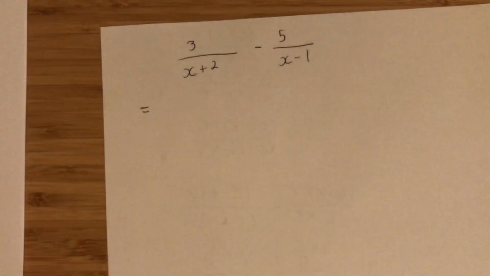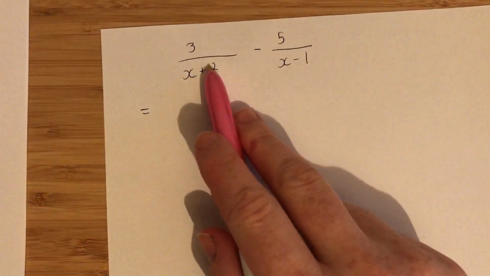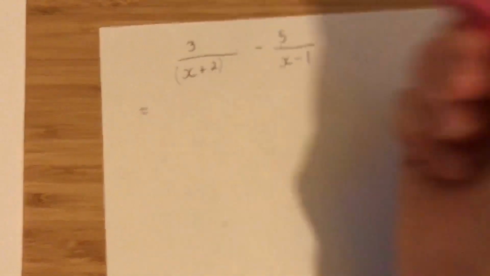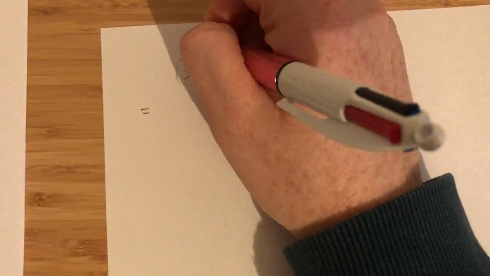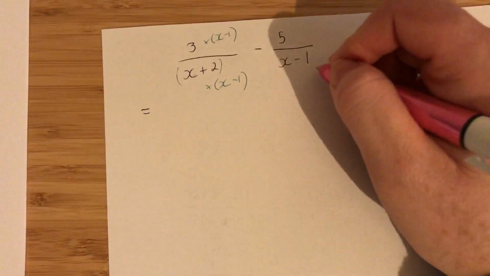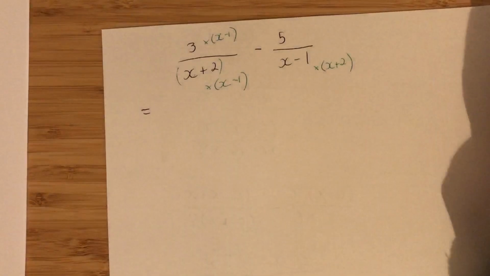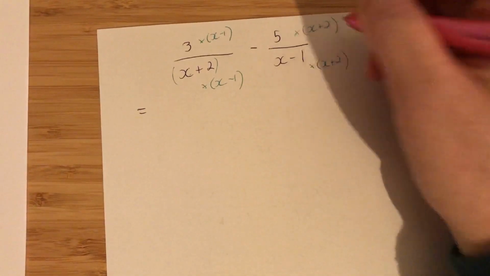So we need a common denominator, so we're going to multiply this x plus 2 here by the x minus 1 and vice versa. So the x plus 2, I'm going to multiply by x minus 1, the other denominator. If I do that with the denominator, I need to do that with the numerator. Same with this one, to get a common denominator, I'm now going to multiply that by the other denominator, the x plus 2, and of course I need to do that on the top as well.